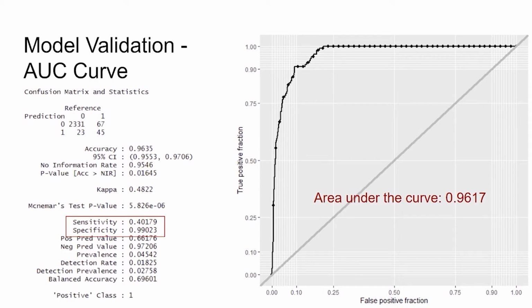The model did well in both the true positive fraction, which means areas predicted to have flooding and actually suffered flooding, and the false positive fraction, which means areas predicted to have flooding but not suffer flooding. Sensitivity, which means correctly identified flooding areas, is 0.40, and the specificity, which means correctly identified non-flooding areas, is 0.99.